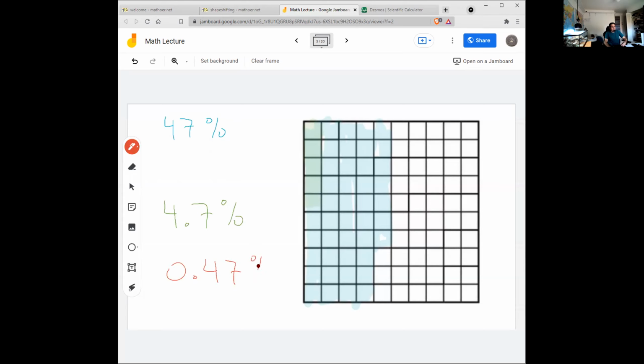0.47%? A little bit less than half of 1 box? Yeah, it's not 1%. 1% would be 1 box. It's almost 0.5, almost a half of 1 box. So it's perfectly fine to have percents that have decimals in them. That's not broken in any way. That just means we're shading parts of these boxes.